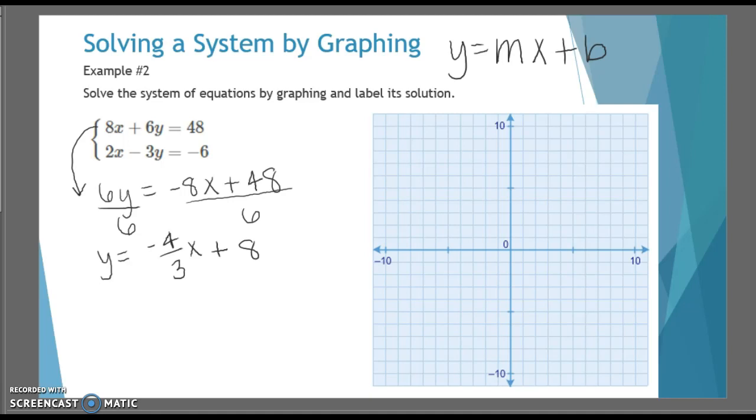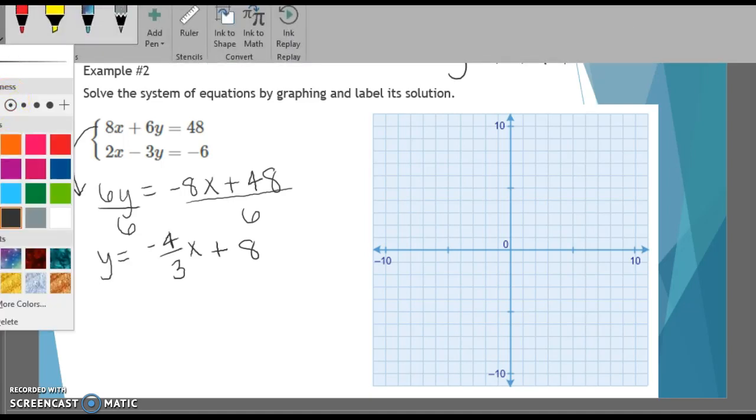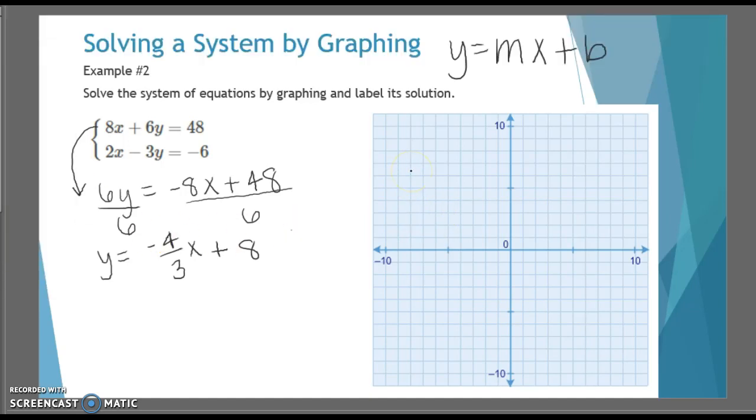I'll do the second equation in a different color. I'll do it in this purple color. So this one's going to come all the way down here. So I'm going to subtract 2x from both sides. So I get negative 3y equals negative 2x minus 6. Divide everything by negative 3.